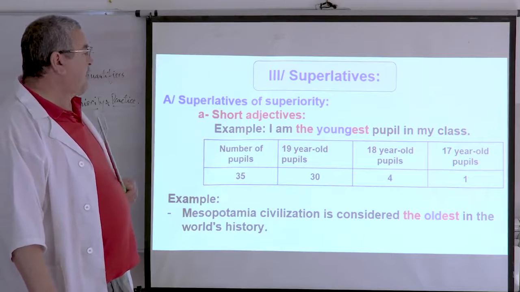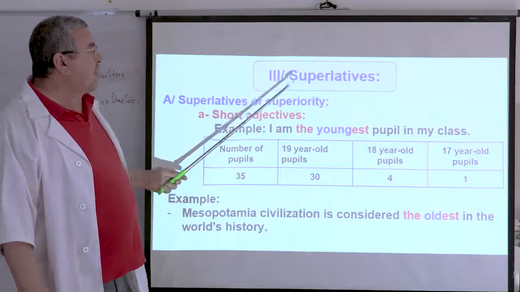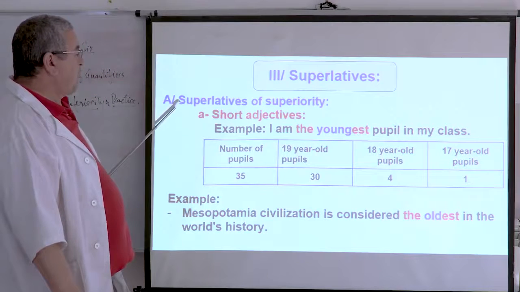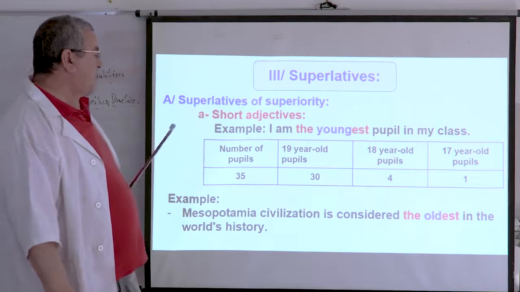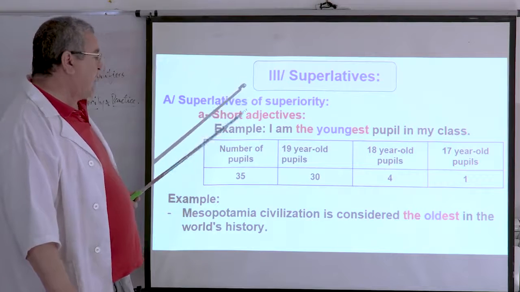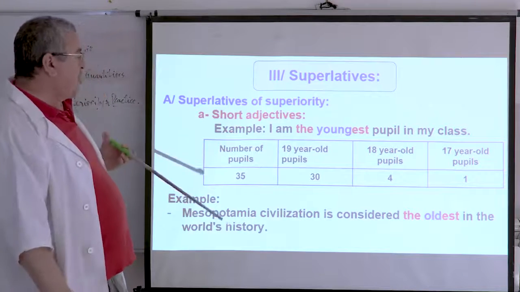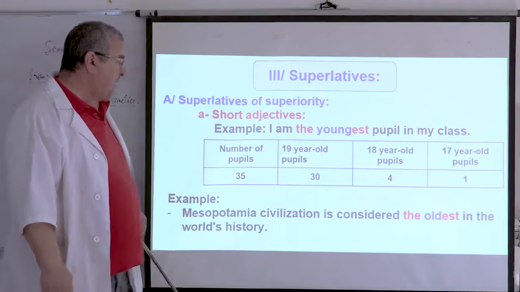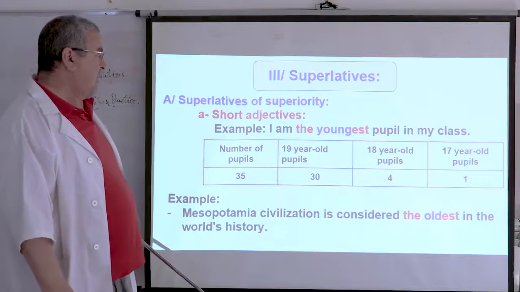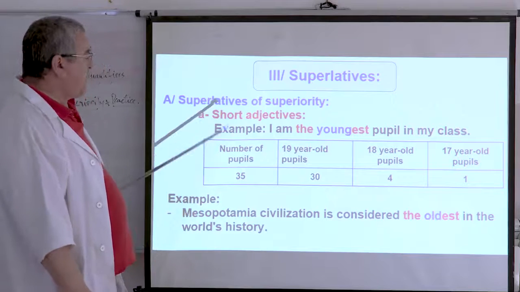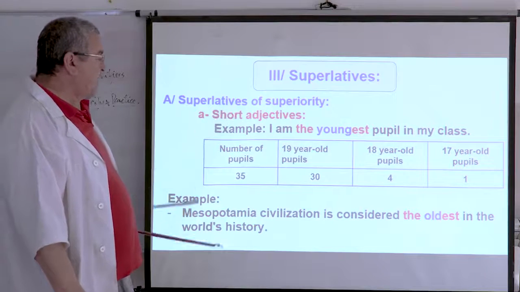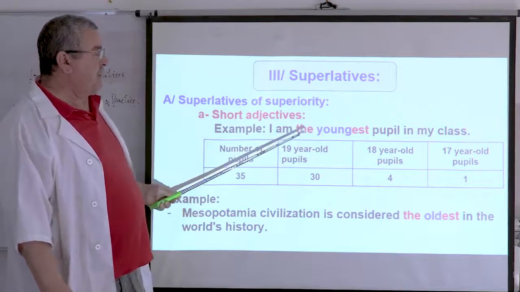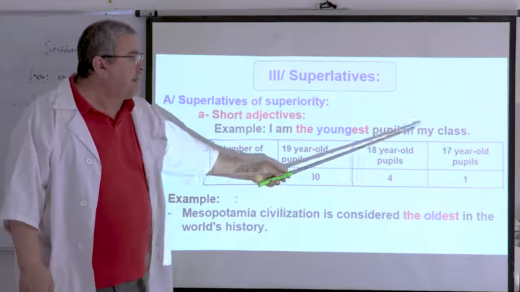Now let's go to another point, which is superlatives. We start by talking about superlatives of superiority. Again, there is a difference between short adjectives and long adjectives, and there are some exceptions still. So let's start with short adjectives here. We have an example. I am the youngest pupil in my class.